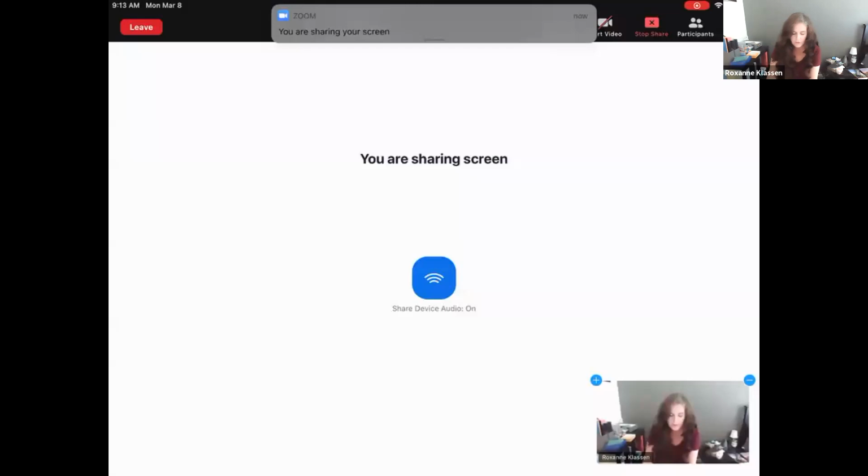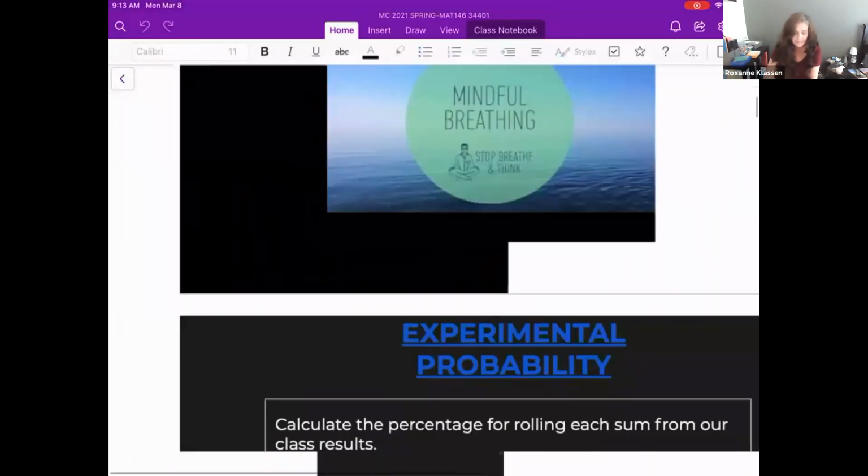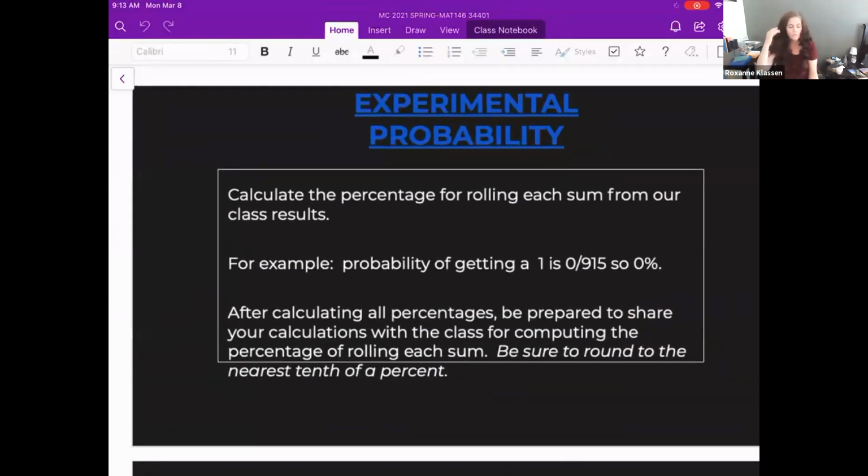Okay, so now let's do a little recap of what we did last week. On Thursday, remember when we rolled the dice? You guys played that game? Yeah. We're going to look at the results of our game. Okay. And we're going to calculate something. So we're going to calculate experimental probability, which is what we did in our experiment. So remember when we put all our data in the spreadsheet?